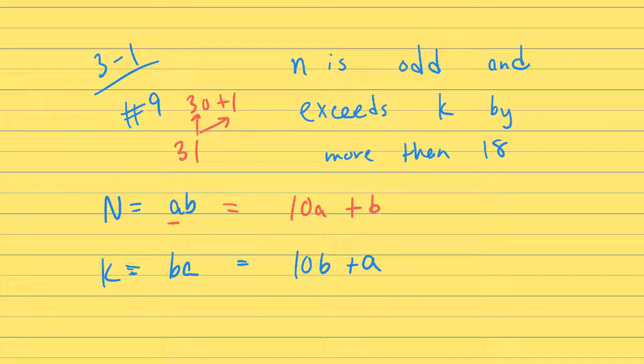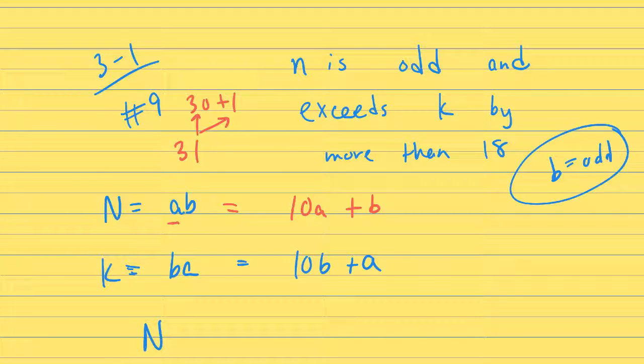Now, the key is to recognize the statement in the beginning. N is odd. So right away, that means that B has to be odd. Agreed? Okay, so B has to be odd. We can jot that down in the corner if we want to, because that'll limit the number of answers we have. And it says that n is odd and exceeds k by more than 18. So n exceeds k by more than 18.